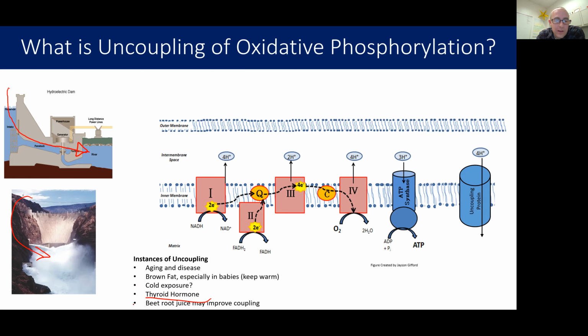One of them right now that's kind of a topic of interest in exercise physiology is beetroot juice or nitrate supplementation. And the nitrate supplementation, taking in beetroot juice or drugs that have nitrate in it, seems to decrease the expression of uncoupling proteins and other similar proteins, so it makes you a little more efficient. So you get more ATP per oxygen. Thyroid hormone is also thought to impact this uncoupling.